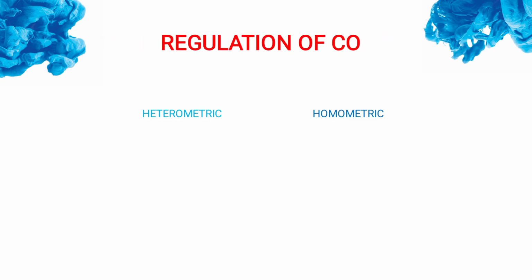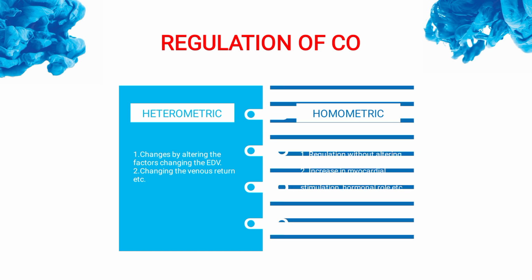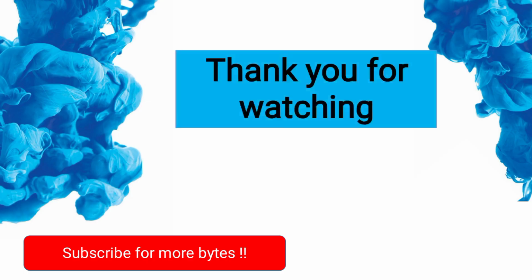The regulation of cardiac output is done by two things, that is heterometric and homometric. Under heterometric, the changes by altering the factors changing the end diastolic volume and changing the venous return plays the role. In case of homometric, the regulation without altering the end diastolic volume, increase in myocardial contractility, sympathetic stimulation and hormonal role plays the role.